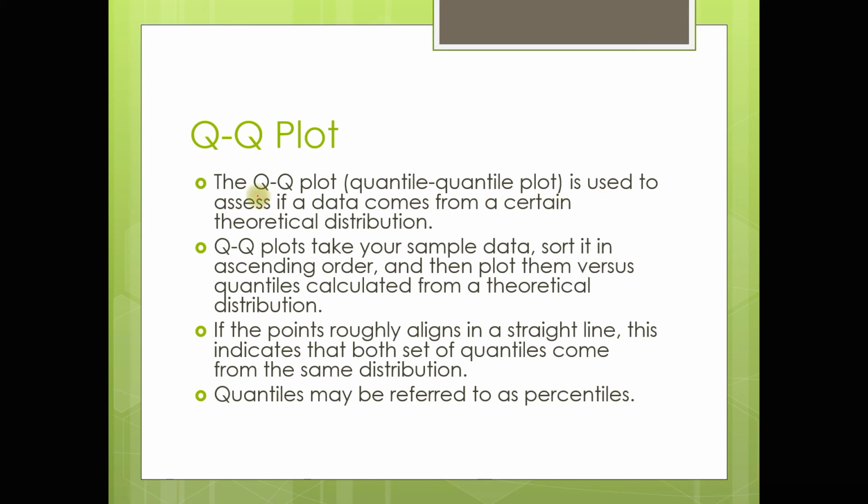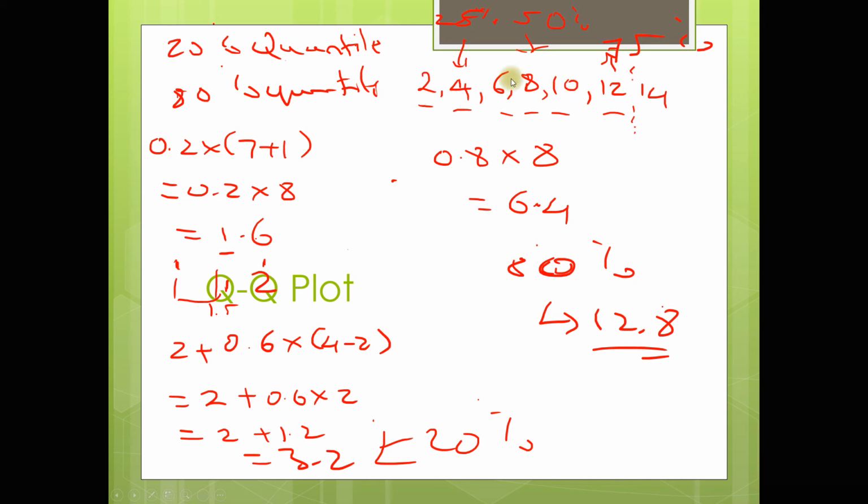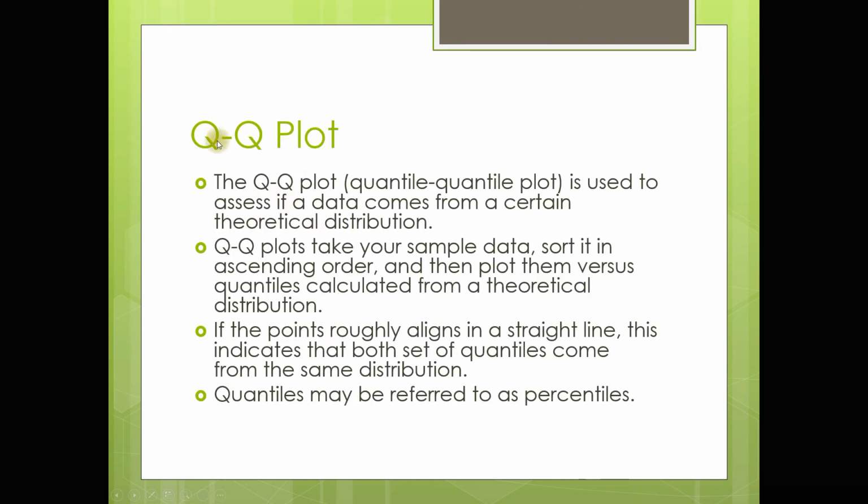The quantile plot is used to assess if the data comes from a certain theoretical distribution. That is the purpose of it. If we've got a set of data, let's suppose we've got this set of data that I just wrote, and you want to know whether it follows a normal distribution, whether it follows a Poisson distribution, all these kinds of things, you can go through a QQ plot to determine if the data comes from a certain particular theoretical distribution.